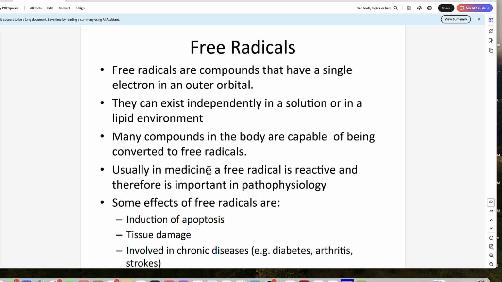physiologically, because if it is reactive, it has the ability to stimulate a reaction that can be detrimental internally. Okay, so some side effects of free radicals are it can induce apoptosis. Free radicals can cause tissue damage, and that can, over time, lead to chronic diseases like diabetes, arthritis, stroke.